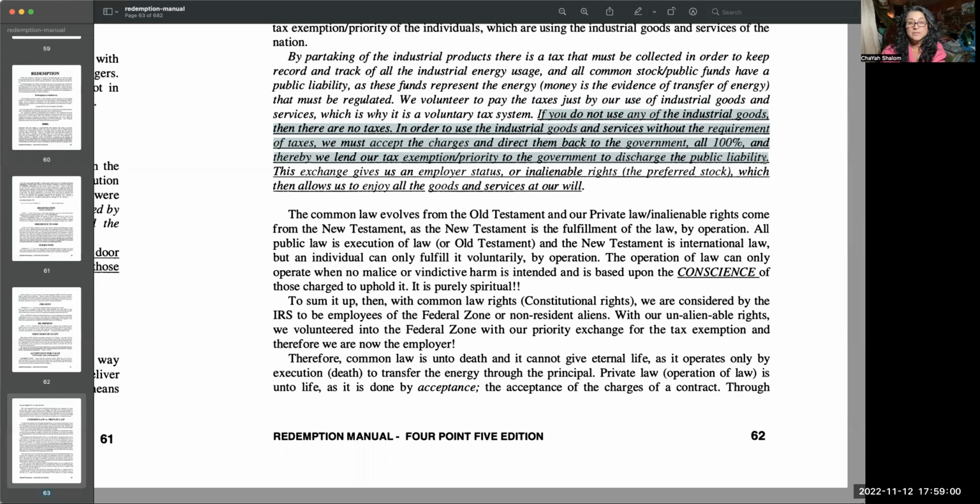So I'm going to read that part again. In order to use the industrial goods and services without the requirement of taxes, we must accept the charges and direct them back to the government. I accept that charge there. Here you go. I'm directing it back to the Treasury. All 100%. And thereby, we lend our tax exemption priority to the government to discharge the public liability.